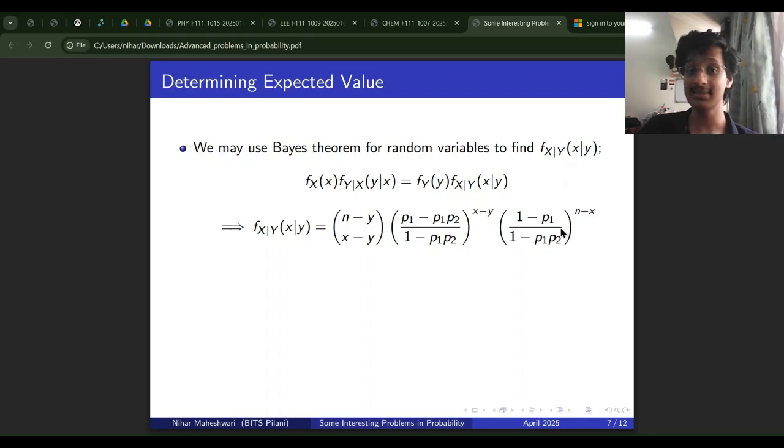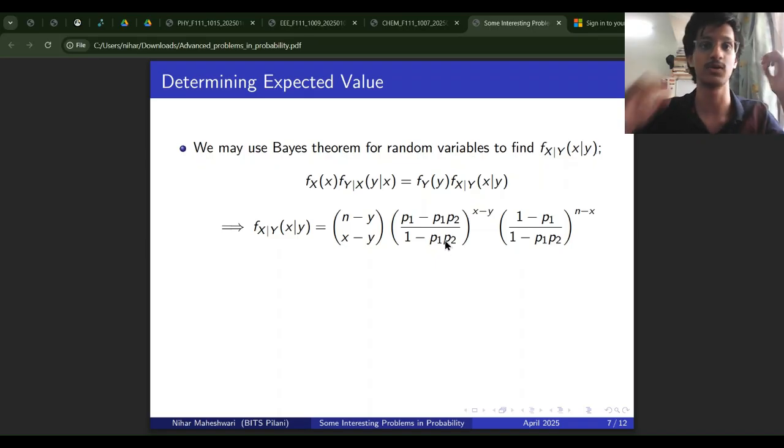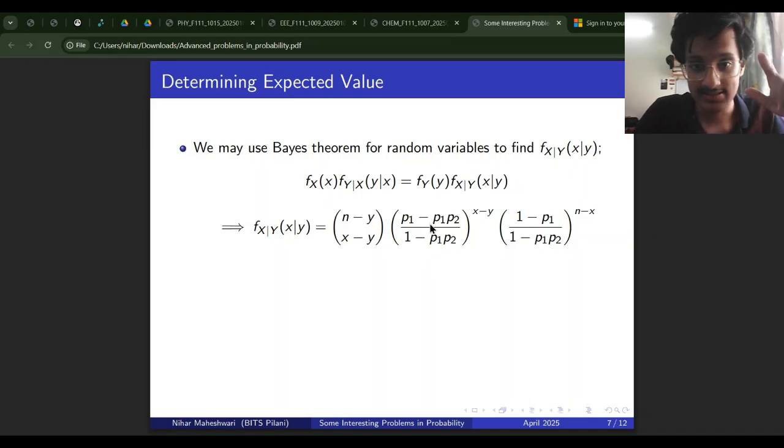But the interesting thing to notice here is that the conditional PMF of x given y is itself somewhat like a binomial distribution. Look here. Firstly, look at the arguments of the exponents over here: p1 minus p1 p2 divided by 1 minus p1 p2, plus 1 minus p1 divided by 1 minus p1 p2. When you sum these two up, you're going to get 1, which is exactly what it looks like in a binomial distribution, nCx, p raised to power x, 1 minus p raised to power n minus x. So that's exactly what's happening. This is p and this is 1 minus p.